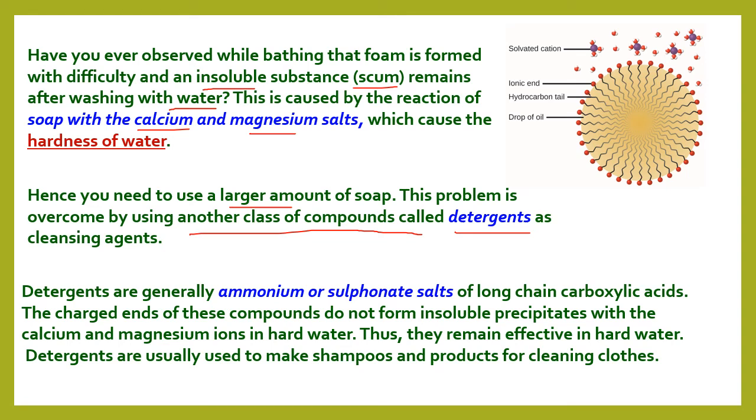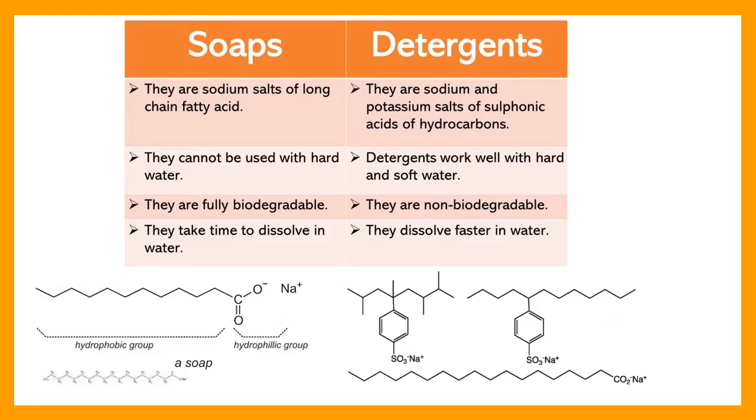Detergents are generally ammonium or sulfonic salts of long chain carboxylic acids. The charged end of these compounds does not form insoluble precipitates with the calcium and magnesium ions in hard water, and that is why they remain effective in hard water. Detergents are usually used to make shampoos and products for cleaning clothes.